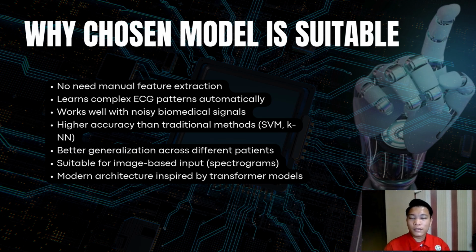As you can see in this slide, this is the reason why I chose this model, which is suitable for my project. I chose ConvNeXt because it eliminates the need for manual feature extraction. It learns complex ECG patterns automatically, even in noisy biomedical signals. Compared to traditional methods like SVM and KNN, ConvNeXt achieves higher accuracy and better generalization across different patients. It is also well suited for image-based spectrogram input and is inspired by modern transformer architectures.